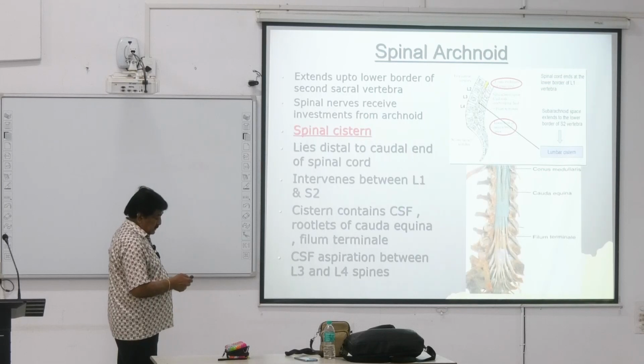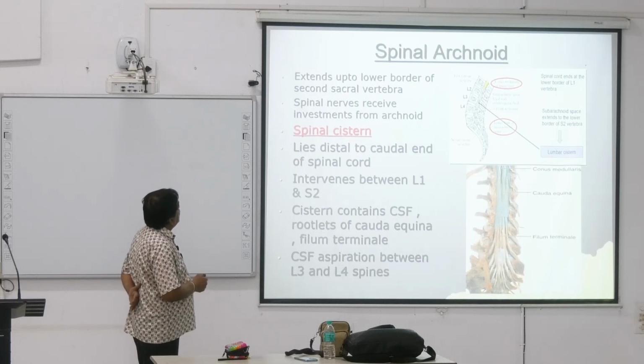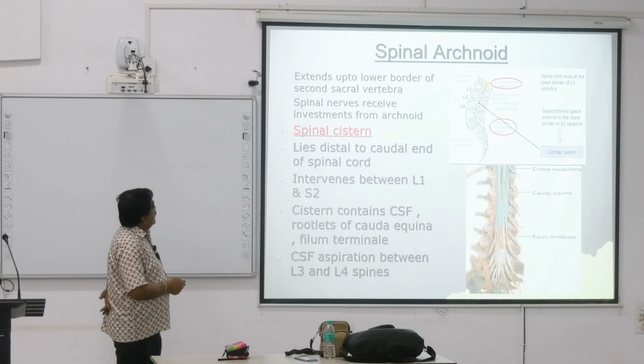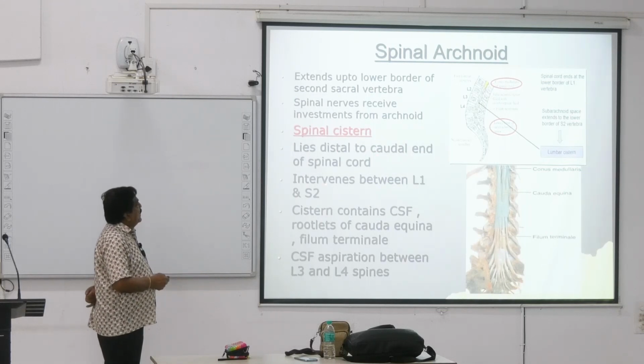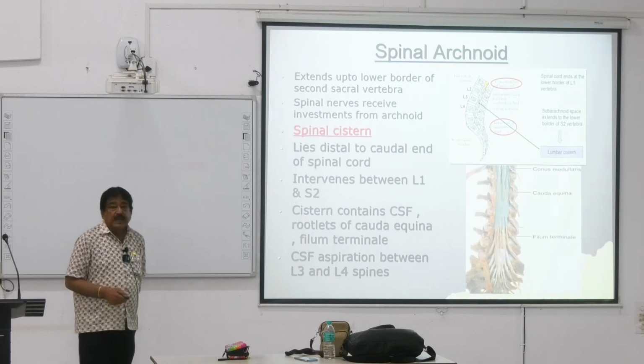Now, the spinal arachnoid extends up to the lower border of the second sacral vertebra. Spinal nerves receive investment from arachnoid. Spinal subarachnoid space lies distal to the caudal end of the spinal cord, intervenes between L1 and S2. It contains CSF, rootlets of cauda equina, filum terminale. CSF aspiration is between L3 and L4 spine.